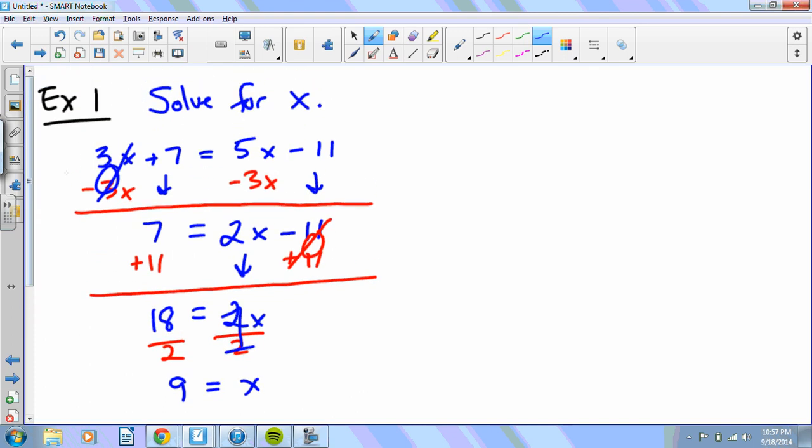How do I know it's true? Well, I can go back to my original equation and check it. We did this in the warm-up yesterday. We plug the value in, I should get the same on both sides. So is 3 times 9 plus 7, is that the same thing? This is our check, as 5 times 9 minus 11. Well, let's go through and find out.